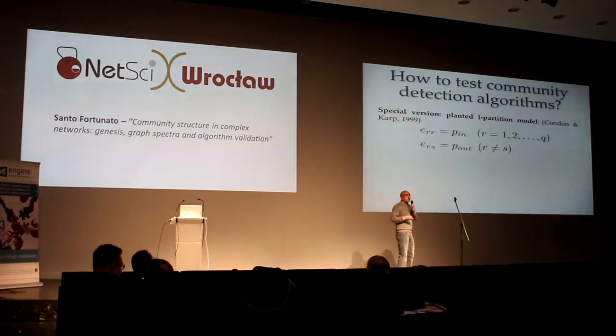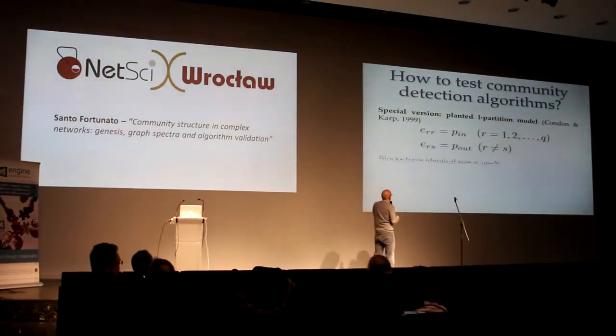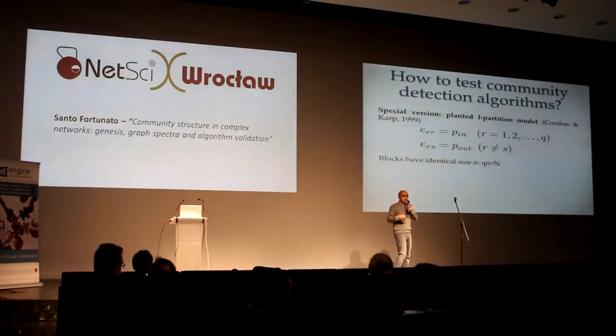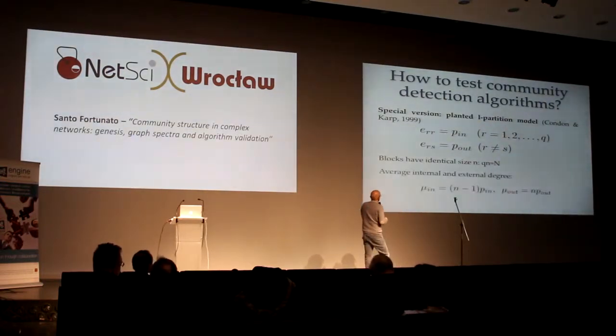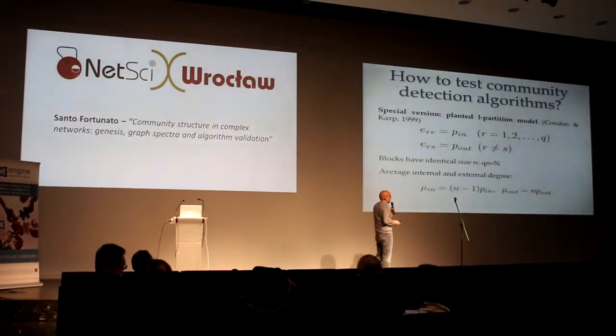So there are only basically two variables, just to keep things simple. Blocks have identical sides, we call it small n, and so Q times n gives you large N, which is the size of the system. I also introduced these auxiliary variables because you may see them in some of the plots.